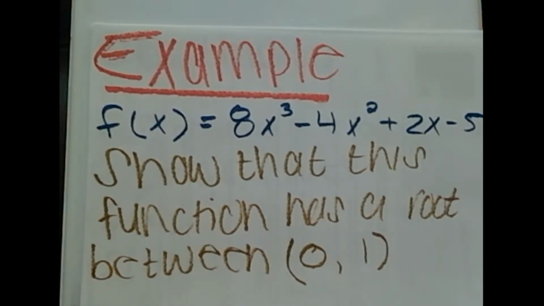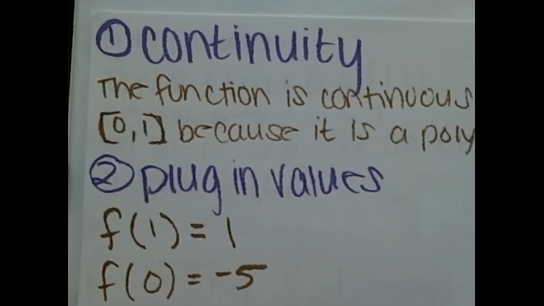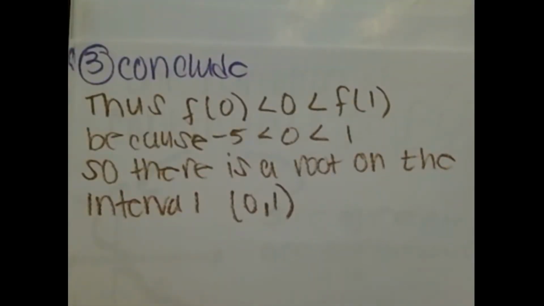In this one, you are given a function and then asked to prove that it has a root between 0 and 1. The first step is to state continuity. You know that this function is continuous on the interval because it is a polynomial, so it is continuous from negative infinity to infinity. The next step is to plug in the values a and b. In this case, they are 0 and 1, since the interval given is 0 to 1. By plugging it into the function, you get f(1) equals 1 and f(0) equals negative 5. The final step is to state your conclusion.